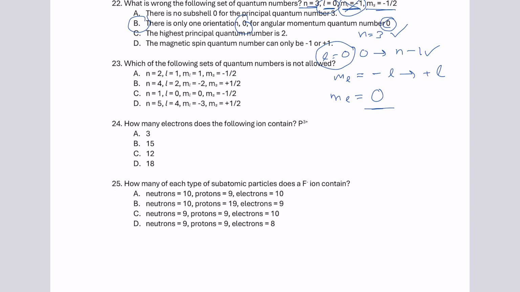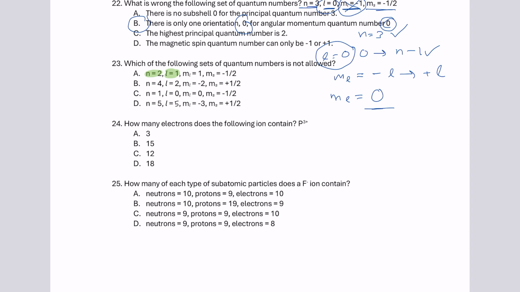Problem 23 says, which of the following sets of quantum numbers is not allowed? Let's work through each option. Answer choice A says n is equal to 2. This is a valid principal quantum number. l is equal to 1. This is also correct because when n is equal to a value like 2, l can be any value from 0 to n minus 1. So l can be 0 or 1. Here it's 1, and that's completely correct.